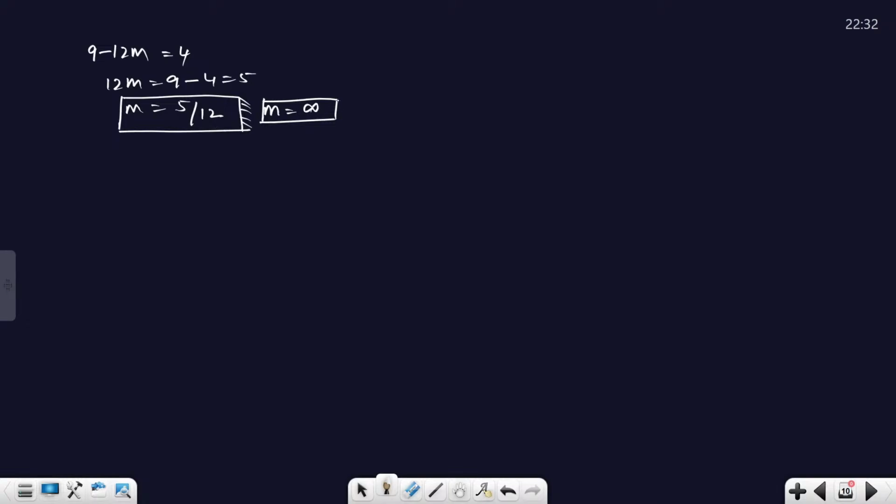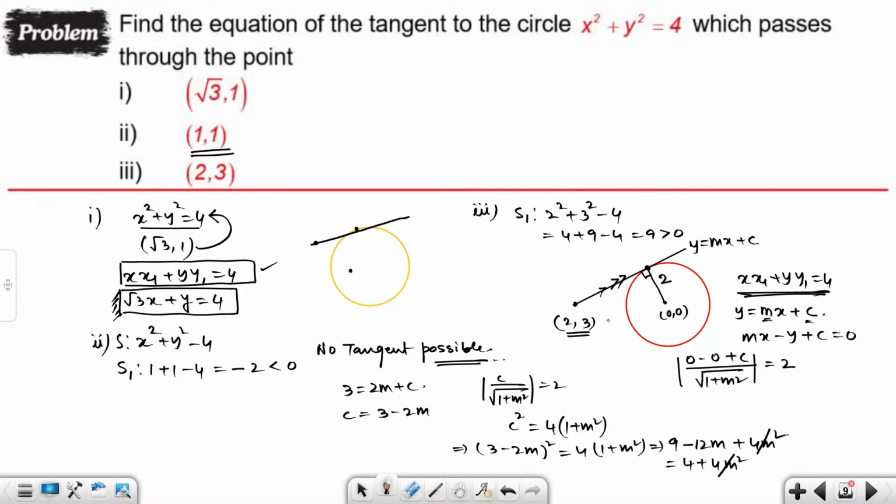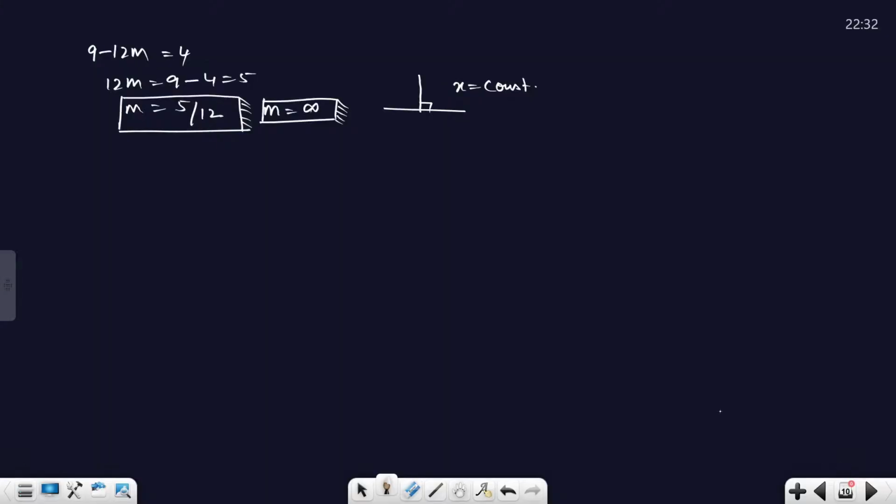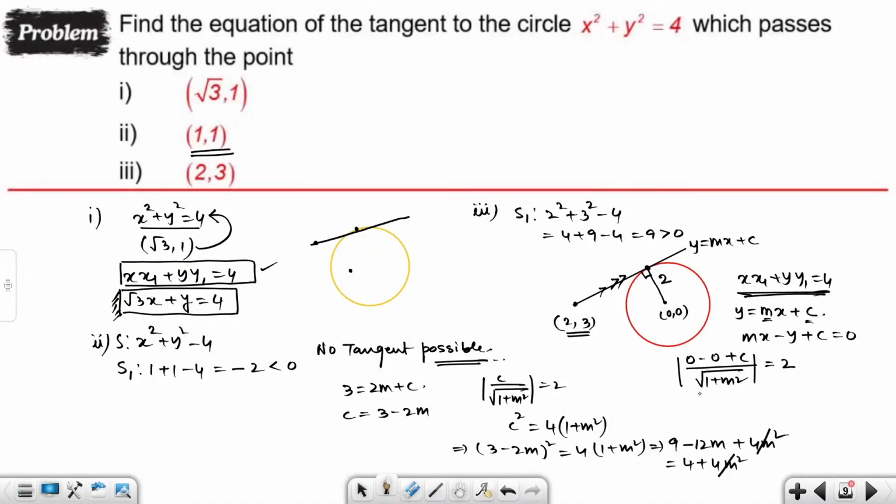Now, if the slope is infinity, that means what? The line is perpendicular to the x-axis. That is, it is parallel to the y-axis. And if it is parallel to the y-axis, then the equation of this line will be x equals constant. And we know that the tangent is passing through the point 2, 3. So one equation of the tangent is x equals 2. Are you getting my point or not?